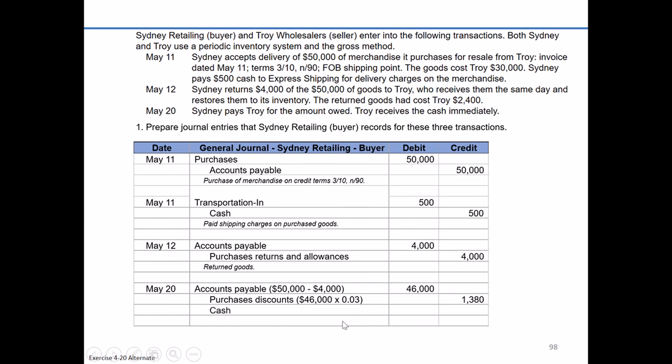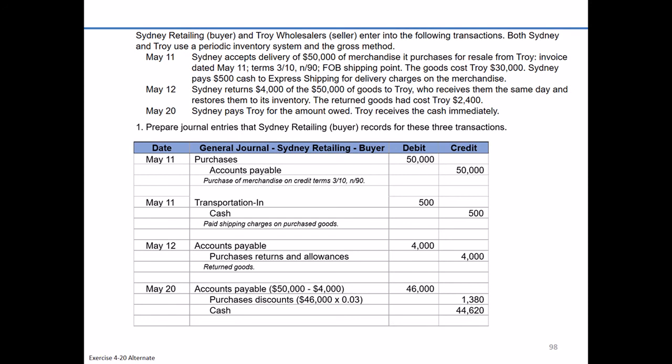$1,380. And we round this entry out with a remaining credit to cash of the difference of accounts payable of $46,000 minus our purchases discount, our 3% discount of $1,380, leaves us with the remaining 97% of the bill being credited to cash for $44,620.